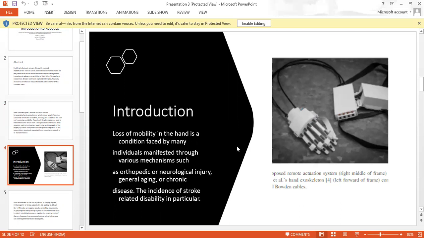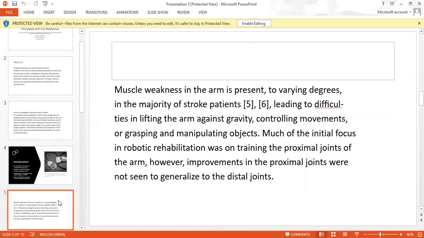The incidence of stroke-related disability in particular: muscle weakness in the arm is present to varying degrees in the majority of stroke patients, leading to difficulties in lifting the arm against gravity, controlling movements, or grasping and manipulating objects. Much of the initial focus in robotic rehabilitation was on training the proximal joints of the arm. However, the improvements in the proximal joints were not seen to generalize to the distal joints.